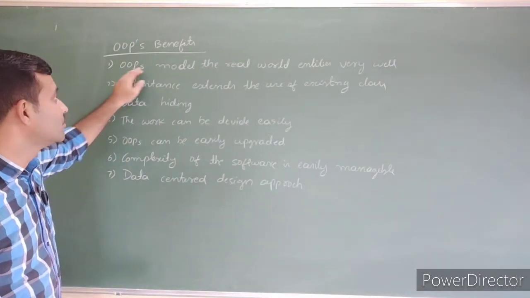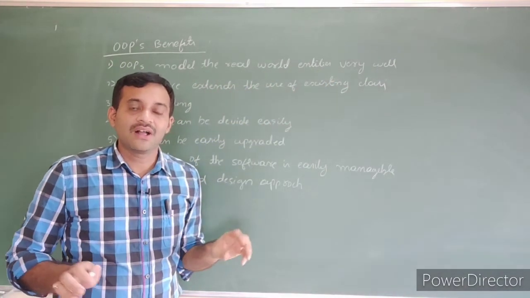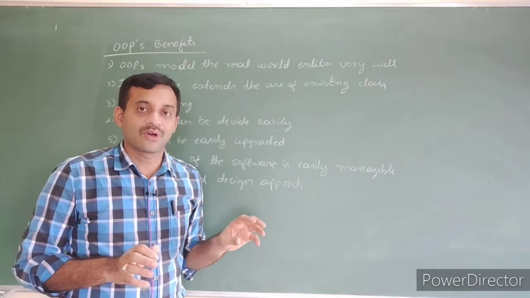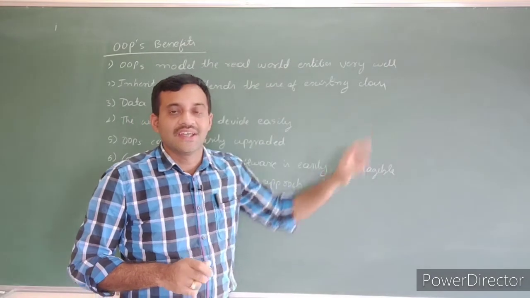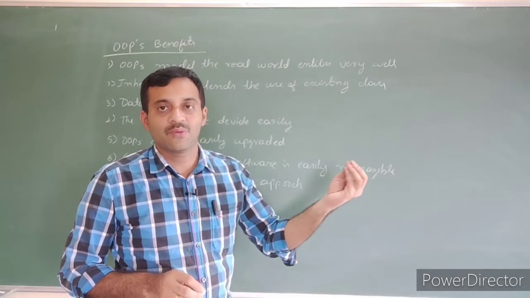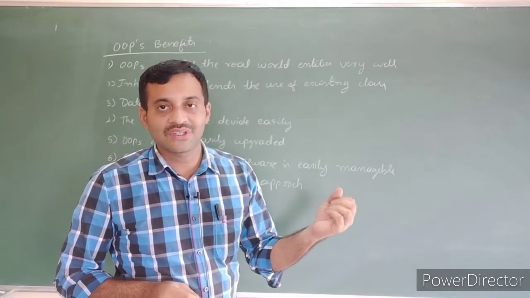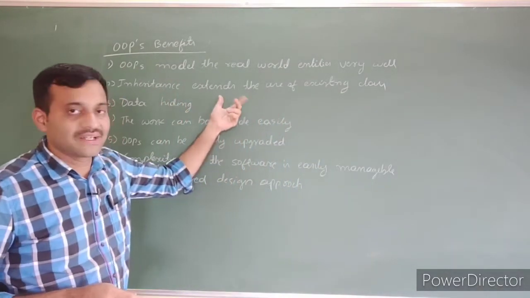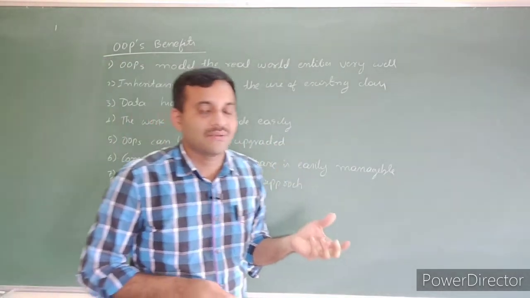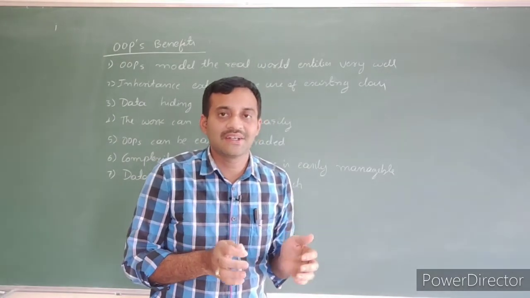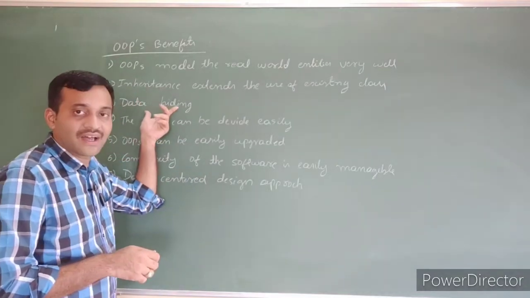The first one is OOPS models the real world entity very well. We can easily implement all real world problems in the object oriented programming concept. Inheritance extends the use of existing classes. Inheritance means we acquire the properties from one class to another class. Easily reuse the same set of codes in a program, that is reusability. Data hiding, there is a characteristic encapsulation where we combine data and function in a single entity, hence the data is prevented from unauthorized access, that is data hiding.